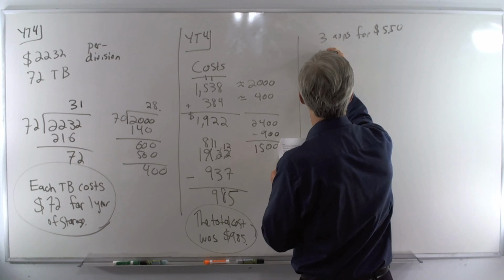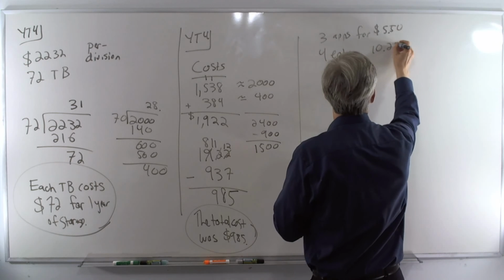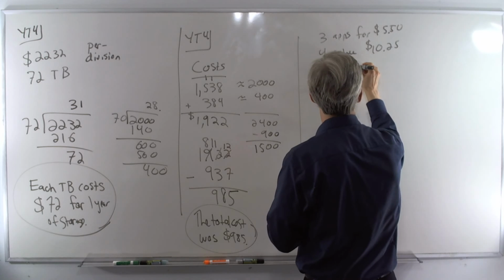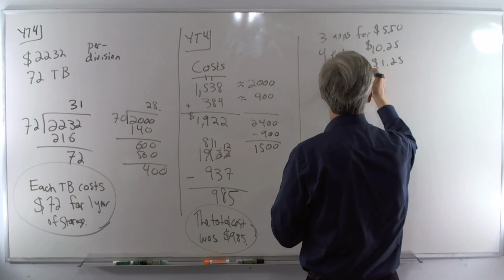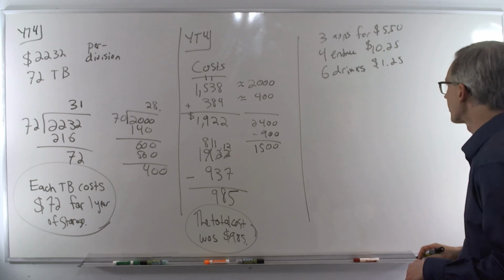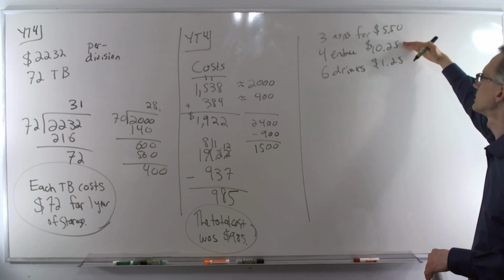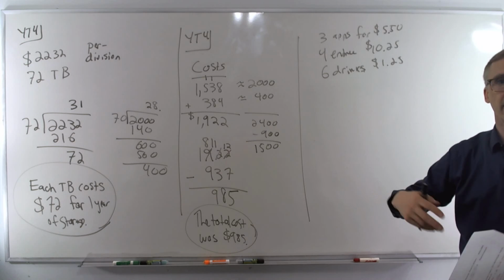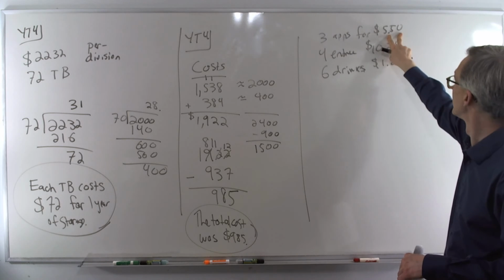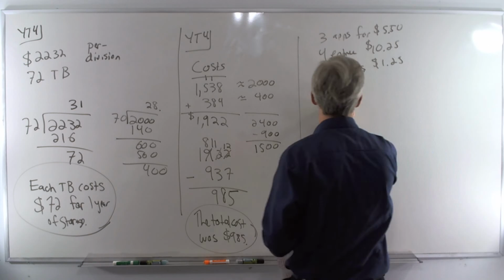Okay, so three appetizers, 4 entrees, $10.25, and we got 6 drinks, $1.25. So what we're going to need to do is find out the total cost of the appetizers, the total cost of the entrees, total cost of the drinks, and then finally add them all together. All right, so we've got things that are the same price, and we know the number of them. So in that situation, it is multiplication.